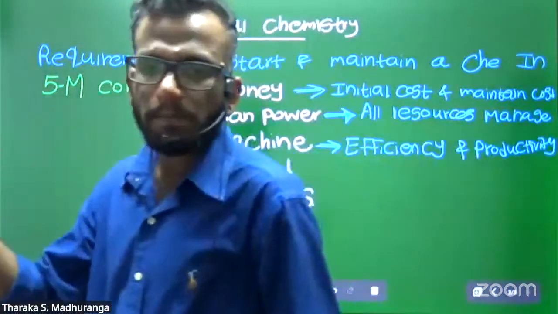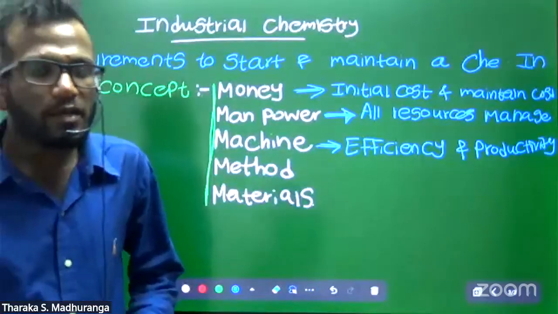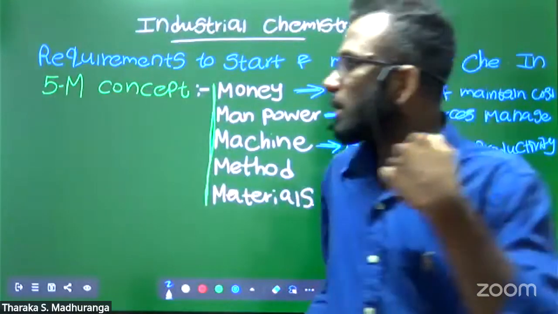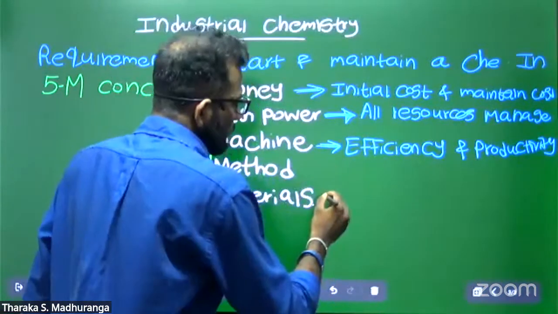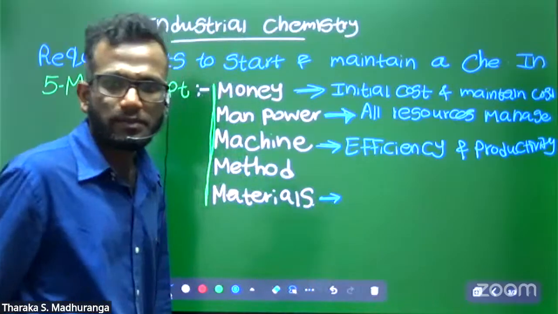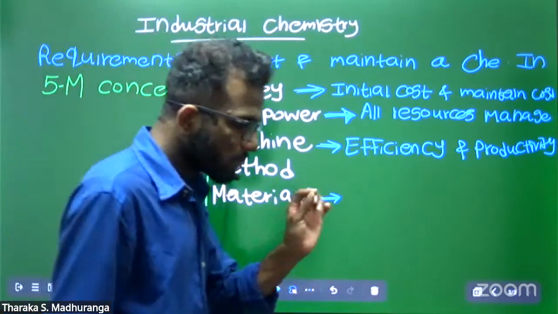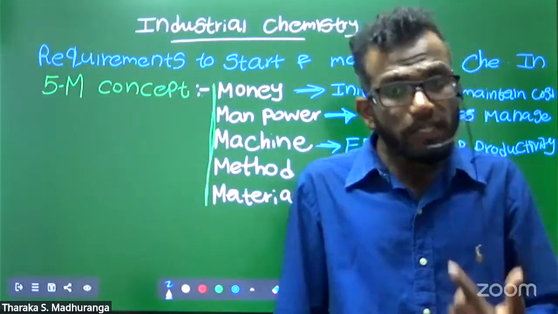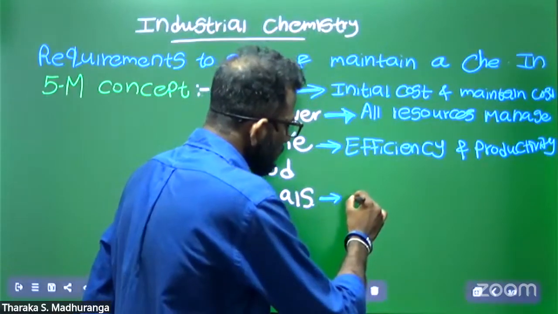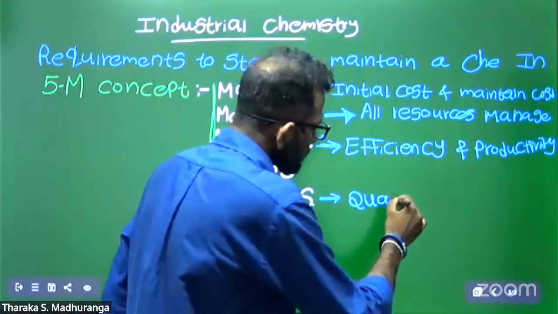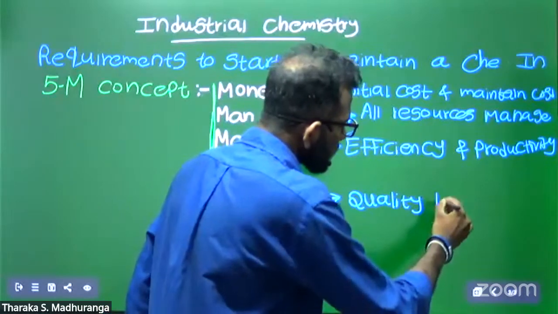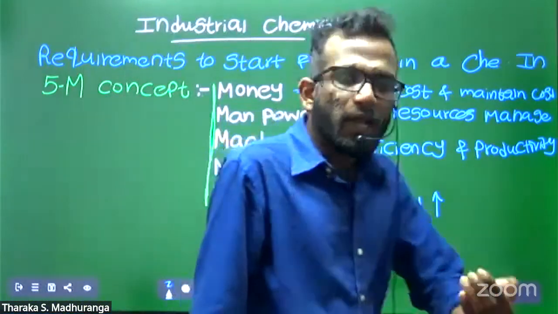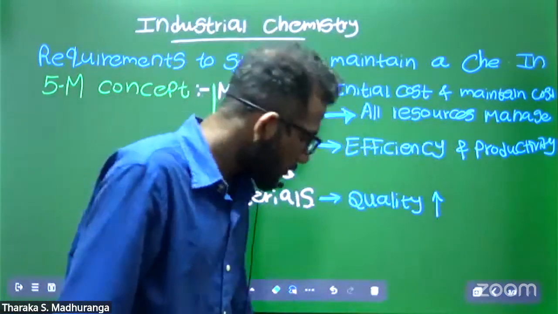Okay, without manpower, we can't start anything. By using machines, we can increase efficiency and productivity. And materials, I will explain the method later. While selecting materials, we have to select more purified, quality materials. The quality should be high. When we use high quality materials, the byproduct production is very low. I have given it in the tube.